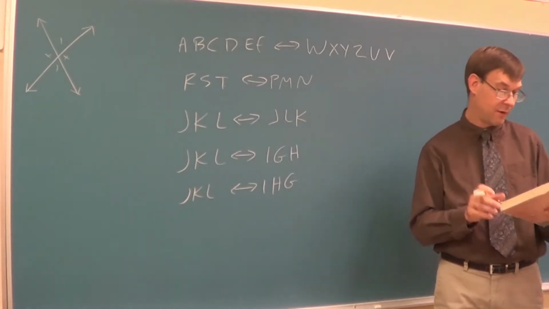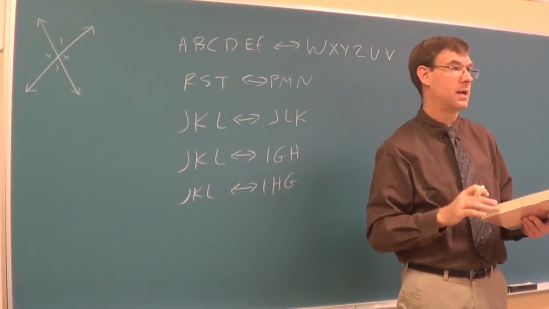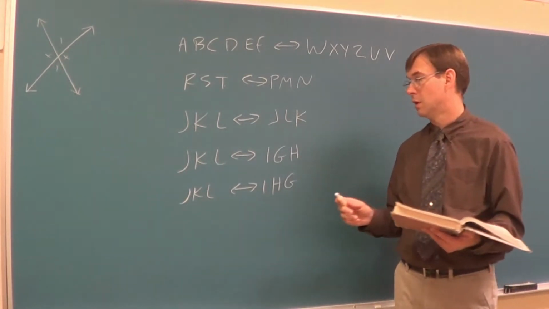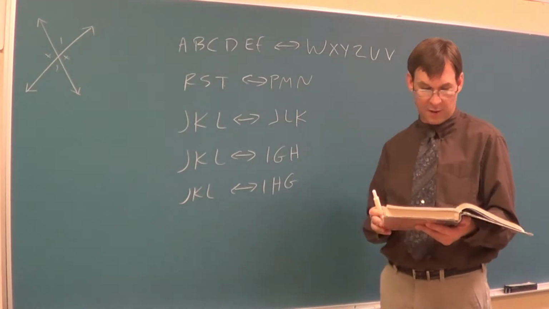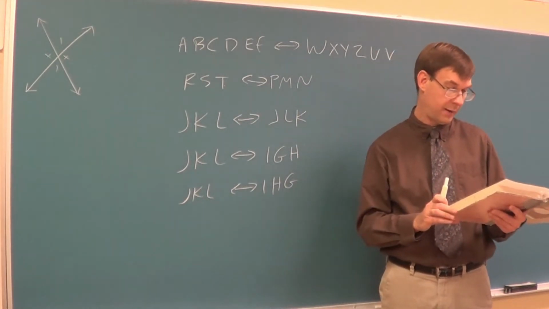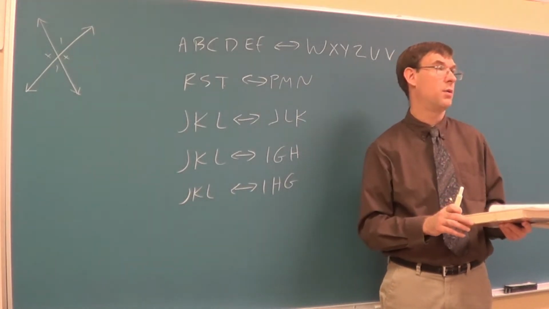So there's five. What's the sixth one? Somebody other than Joseph. JLK and IGH. Now we ran out of JKL. JKL is out of business now. We got every friend for it. There's one more way we can set up a match.